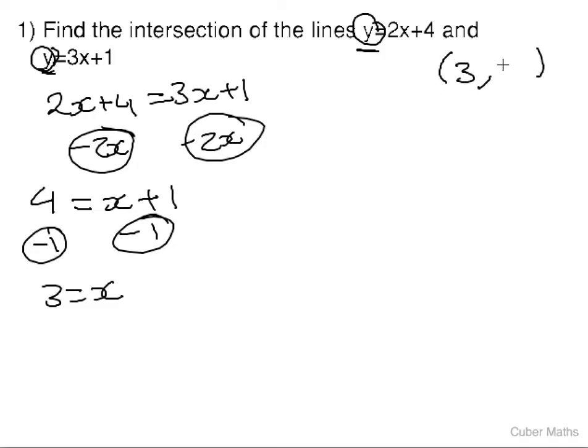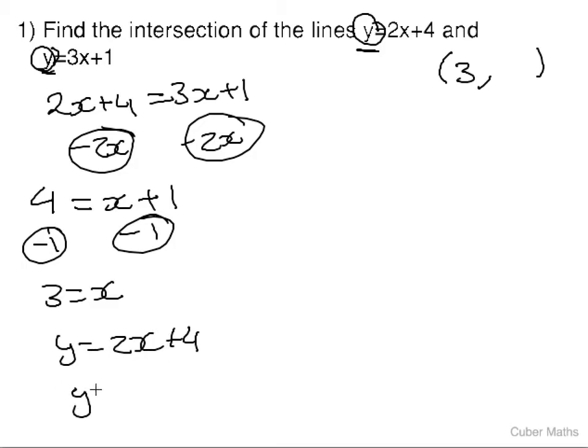But now we need to find our y coordinate. So to do that, we substitute this value for x back into one of our equations. Now it doesn't matter which one we choose. So if we choose our first one here, y is equal to 2x plus 4. We said x is equal to 3. So we're just going to put a 3 in here where our x is in the equation.